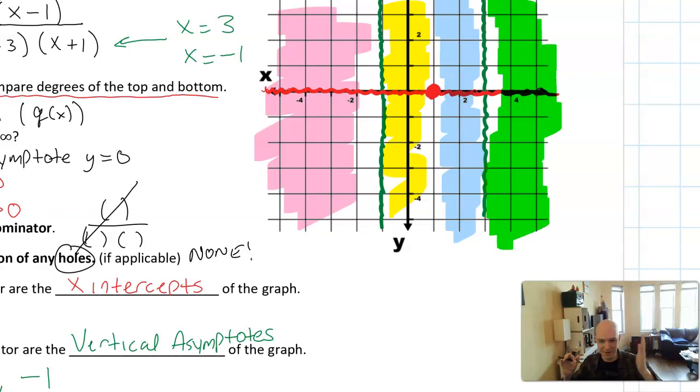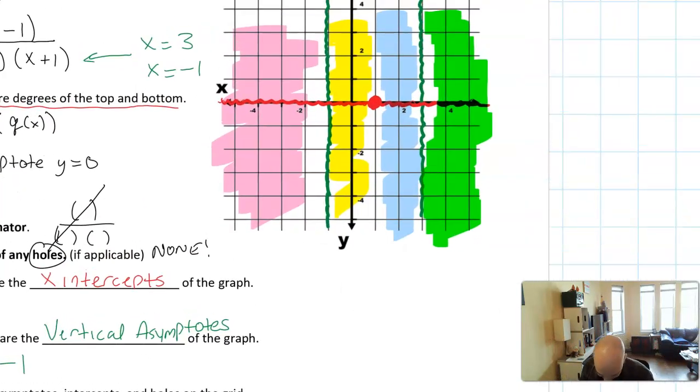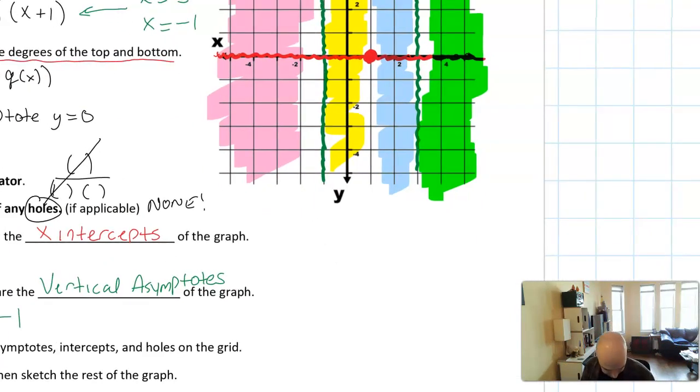So the graph isn't going to go above or below the x-axis unless it encounters one of those boundary values. So because I have 2 asymptotes and 1 x-intercept, that's 3 things, which has cut the graph into 4 different regions. And I've shaded them here with my 4 colors of highlighter.